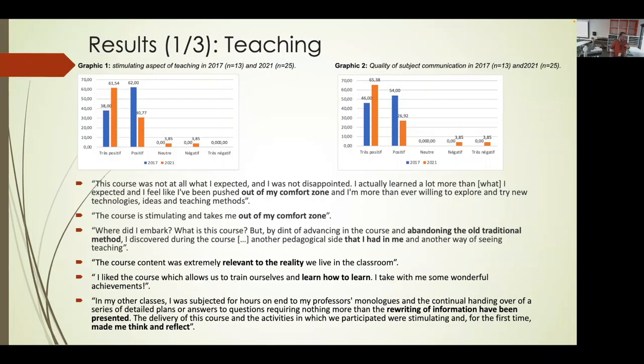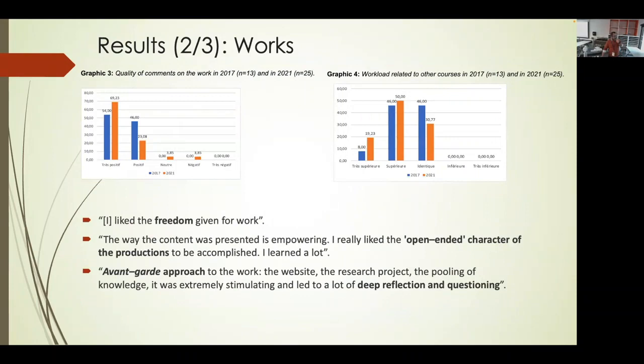"I have abandoned the old traditional method, another pedagogical side that I had in me, and another way of seeing teaching. The course was extremely relevant to the reality of the classroom because it was made with their words. It trained us to learn how to learn how to learn." And the last one is more critical for the rest of the program: "The other courses ask us to rewrite the information which has been presented. The delivery of this course and the activities we participated in were stimulating, and for the first time made me think and reflect." That's one case.